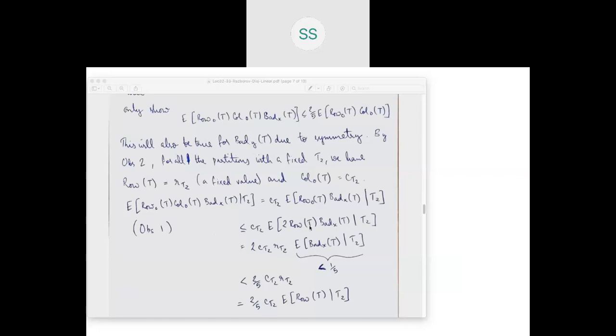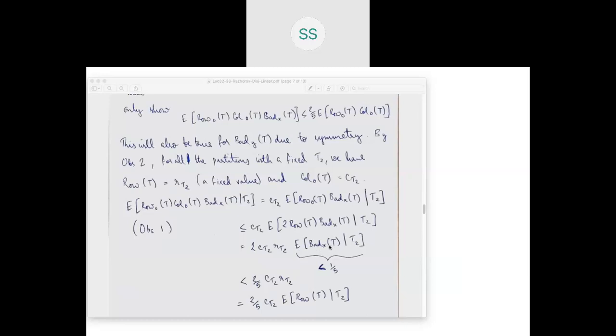So you get this. The column 0T was taken out as CT2. Row 0T is here. Row 0T gets replaced as 2 row T. And now row T is also fixed. Row 0T was not fixed, but row T is fixed, which is RT2. So we'll take out 2 and RT2. And what we have here is the expectation of bad xt given T2.